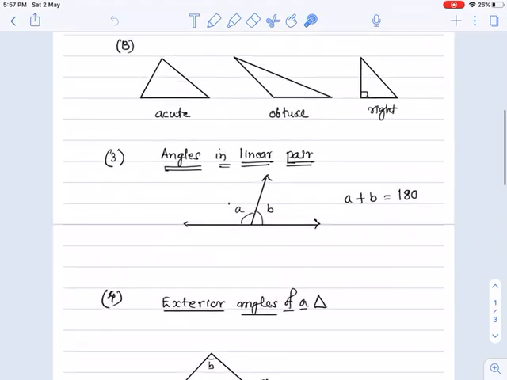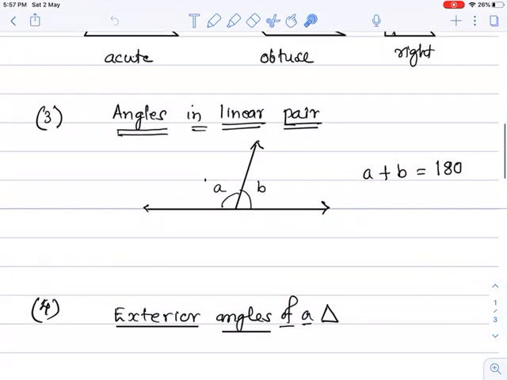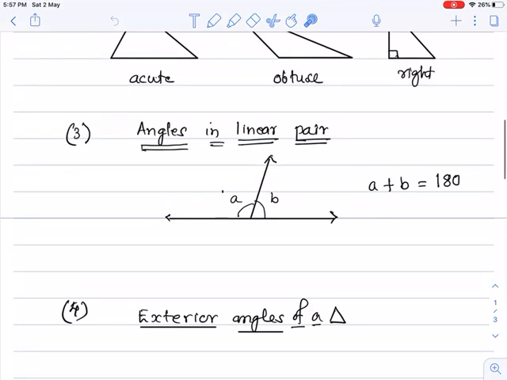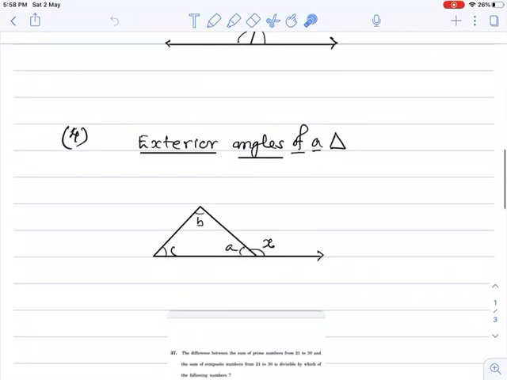Now the next part is angles in a linear pair. You see here I have drawn two angles. This is one angle, this is another angle. I have named this angle as angle A and this angle as angle B. So what is the important property of angles in a linear pair? The sum of measures of angles in a linear pair is always equal to 180.